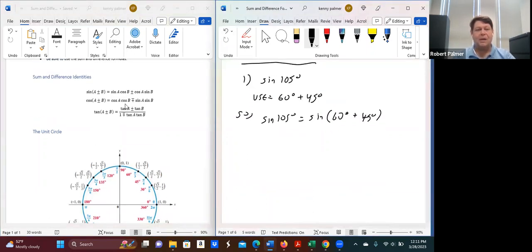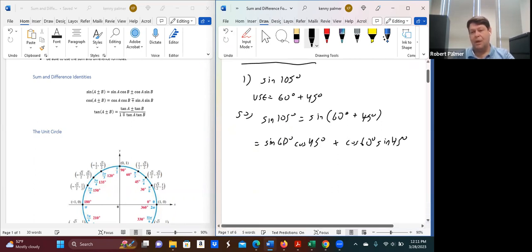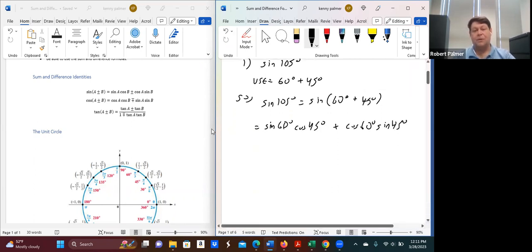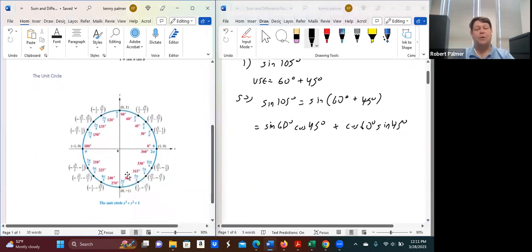We're doing sine of a plus b, so the first part is the sine of the first angle times the cosine of the second angle. That's the sine of 60 degrees times the cosine of 45 degrees. Then, since we started with the plus on top, we use the plus here, and we just switch these. So this would be the cosine of 60 degrees times the sine of 45 degrees. Now, let's use the unit circle to help us find those values. Remember, the unit circle has its center at the origin and the radius is 1.